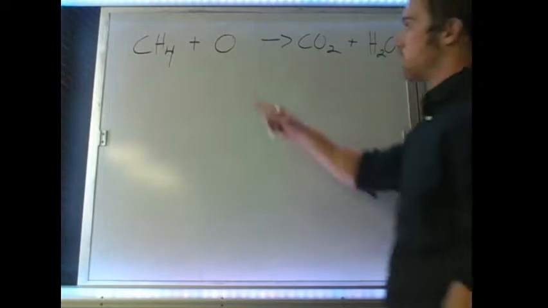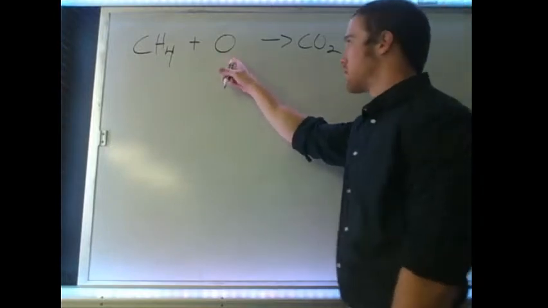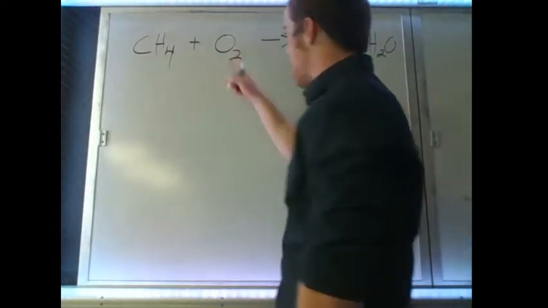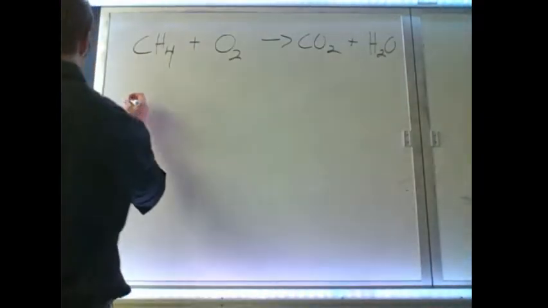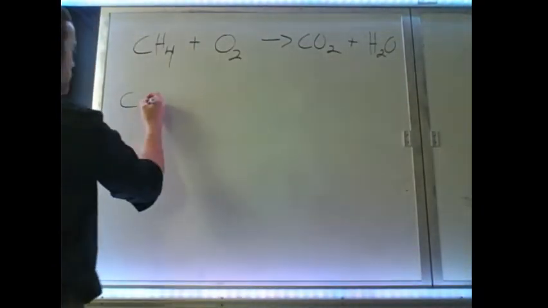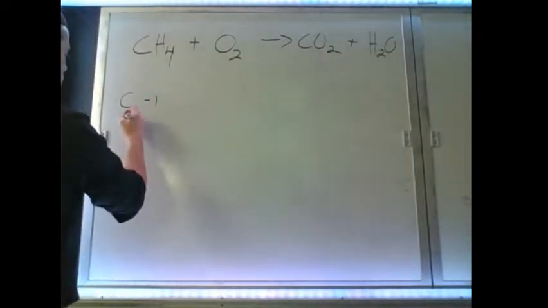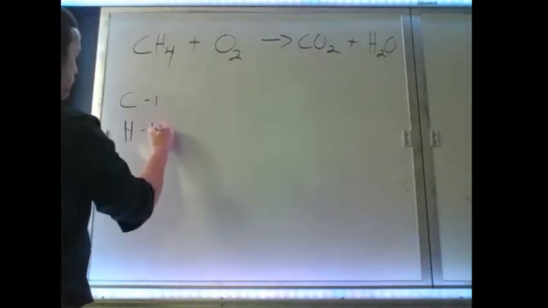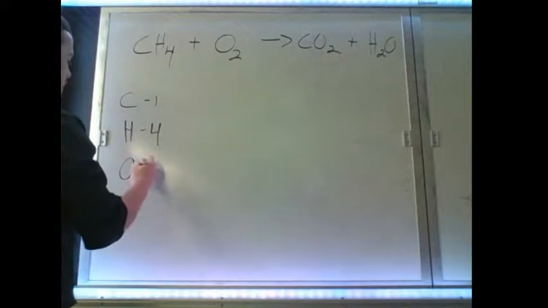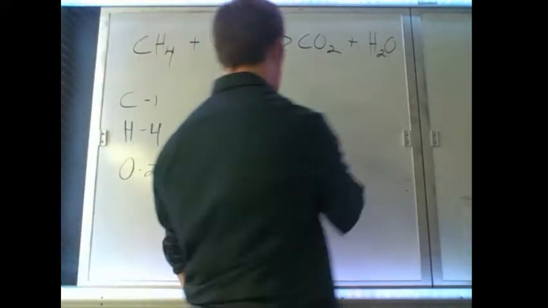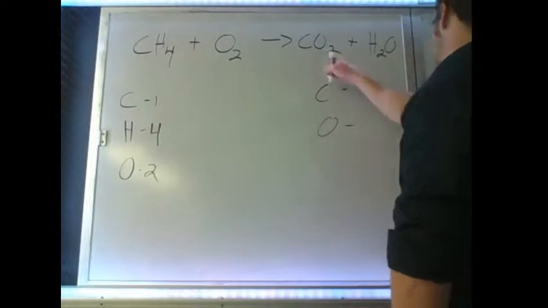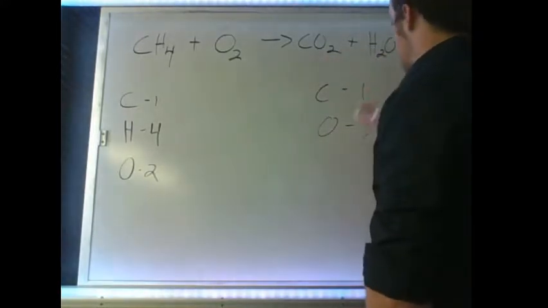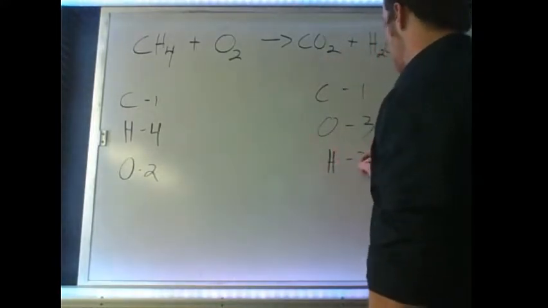When we're looking at this, we should notice that this is not going to be correct here. We need to have oxygen as a diatomic. So looking at this, if we use our tallying method, we know that carbon, there's only 1 of. Hydrogens, we have 4 of. Oxygens, we have 2 of. And on the other side, carbons, I have 1 of. Oxygens, I have 3 of. And hydrogens, I have 2 of.